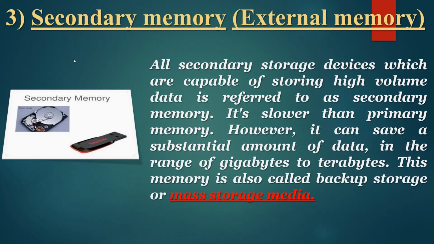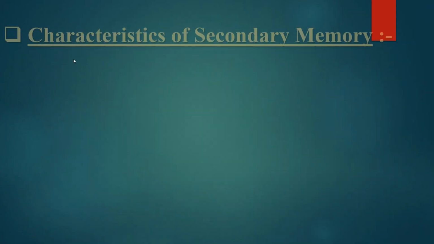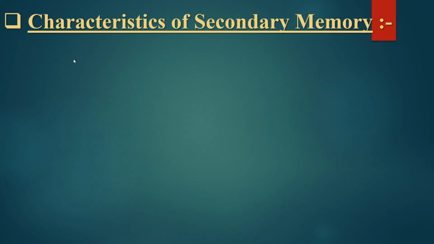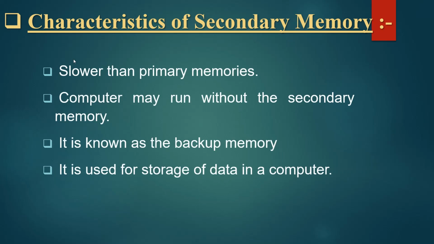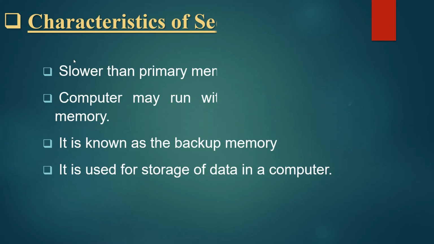CPU does not directly access these memories. The contents of secondary memories are first transferred to the main memory and then the CPU can access them. For example, disk, DVD, etc. Characteristics of secondary memory: it is slower than primary memories. Computer may run without the secondary memory. It is known as the backup memory. It is used for storage of data in a computer.